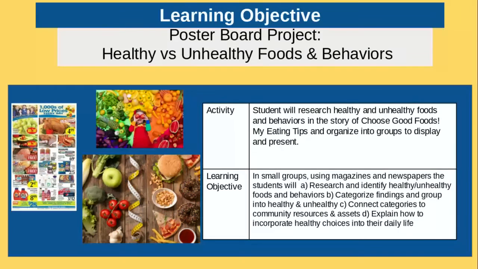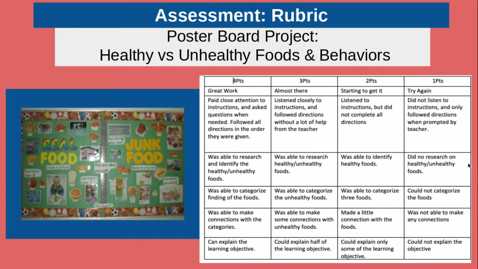the class. And for the learning objective, in small groups of 3 or 4 students, they'll use magazines and newspapers and grocery ads or pictures, and they'll research and identify the unhealthy foods and behaviors. Then they'll categorize them into groups, and then they'll connect those categories to the community resources and assets, and then they'll explain how they can incorporate those healthy choices into their daily life. Next is the rubric.